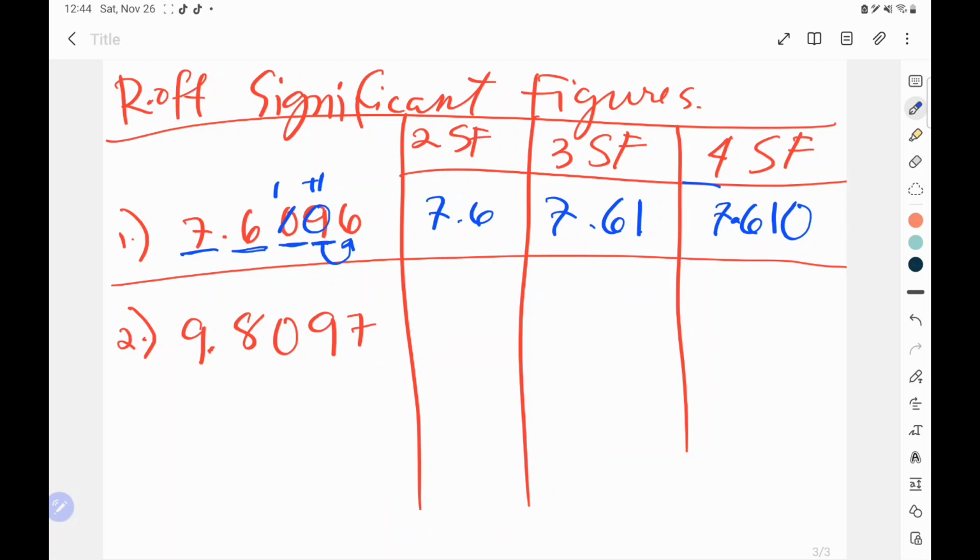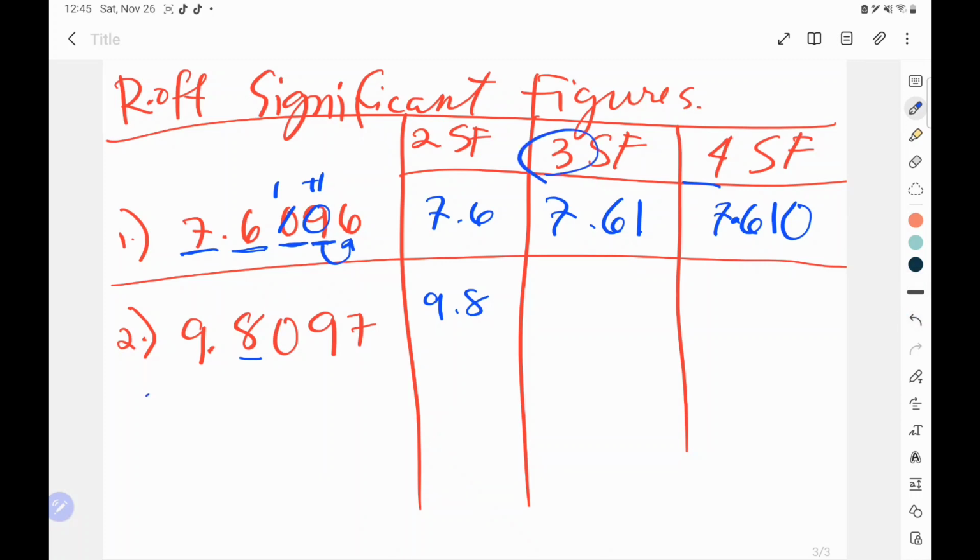We have 9. It says here to 2 significant figures. Our second significant figure here is 8. The next number is 0, which is less than 4. So basically 8 remains the same and the rest is cancelled out. Alright, so we have 9.8. And remember, we have to stick to what is given in the question, which is 2 significant figures.